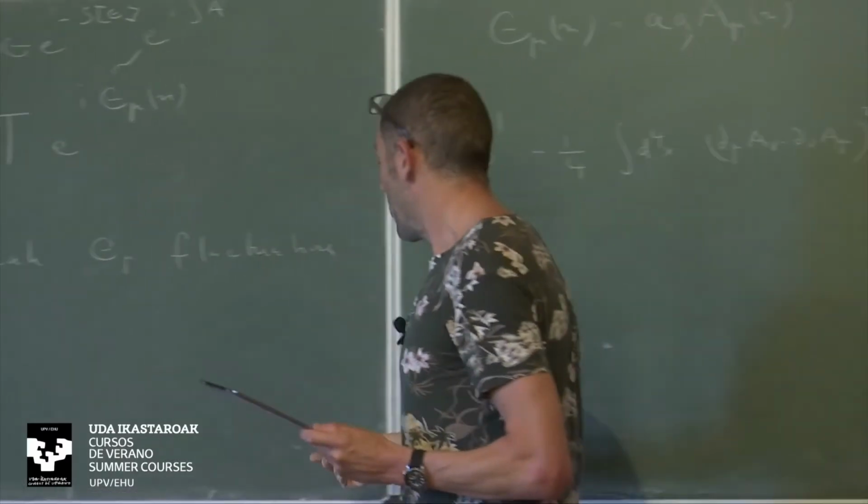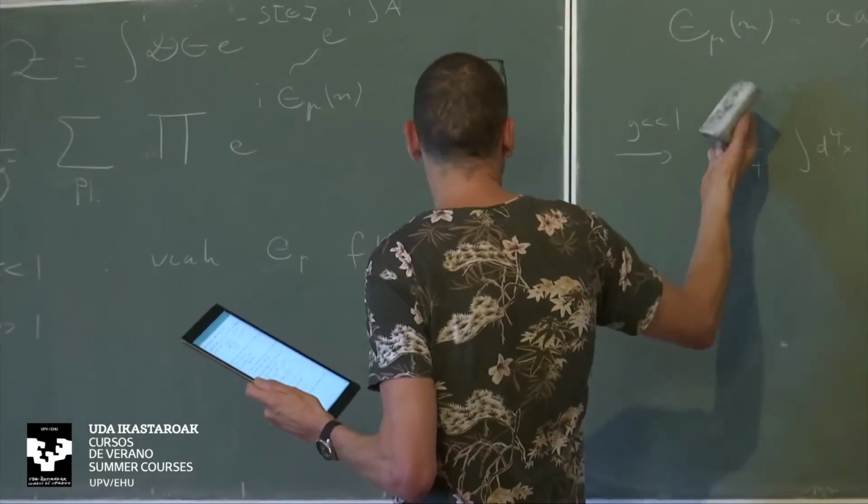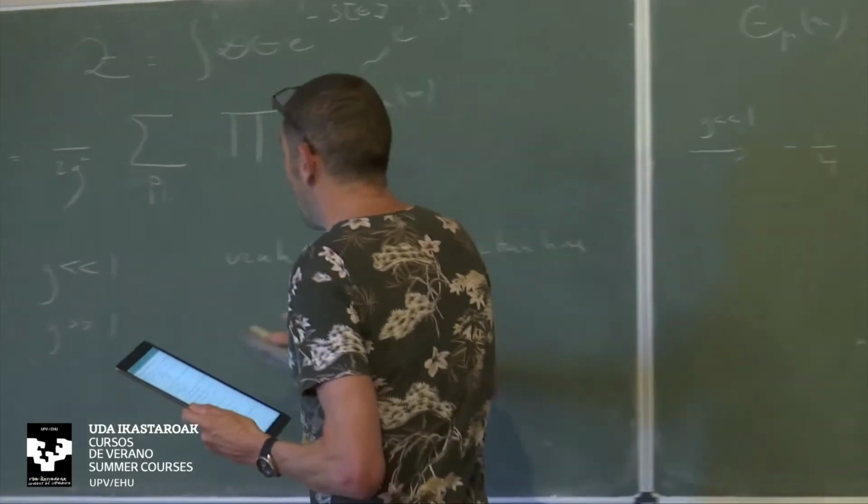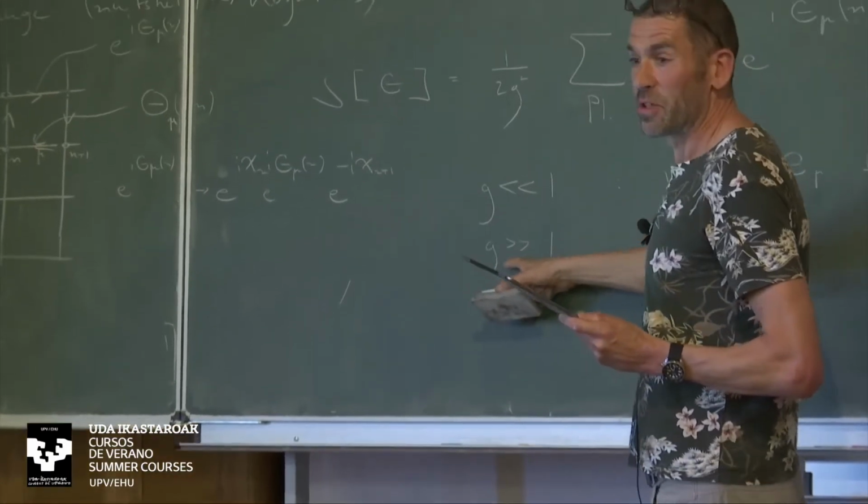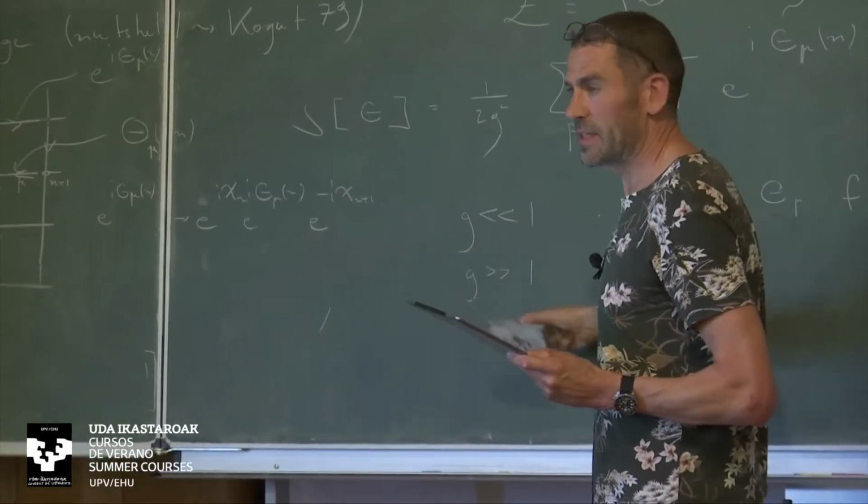So, if we had just the continuum, this would be it. But now we introduced our lattice and can consider the opposite limit, where something else happens.